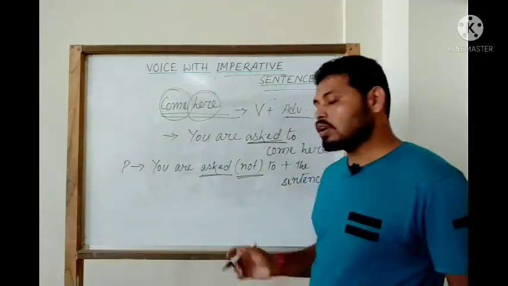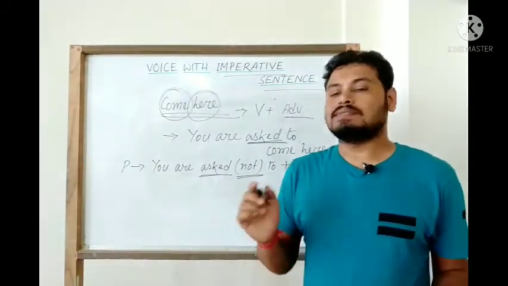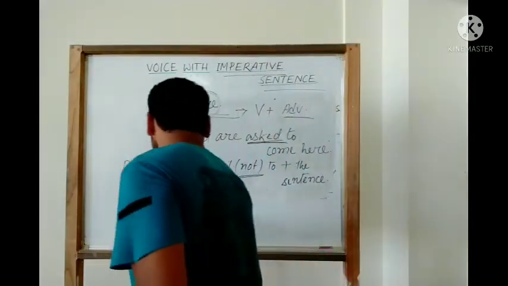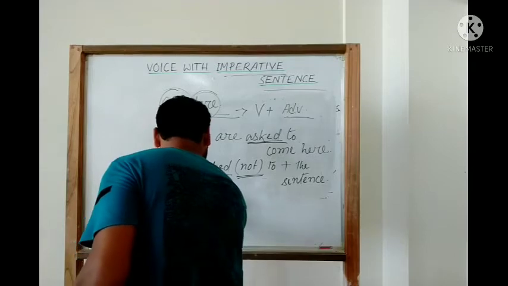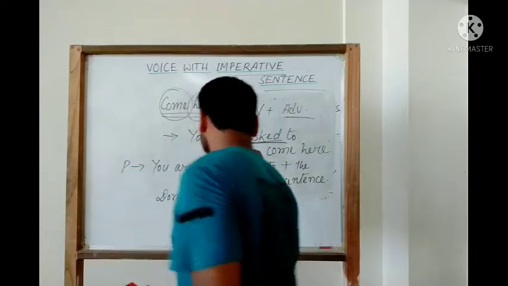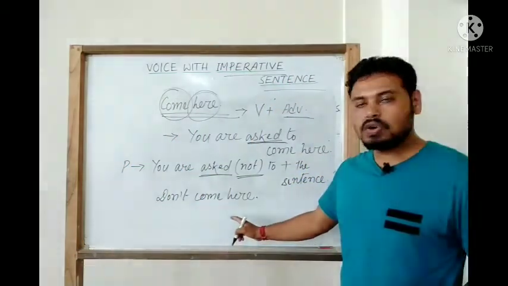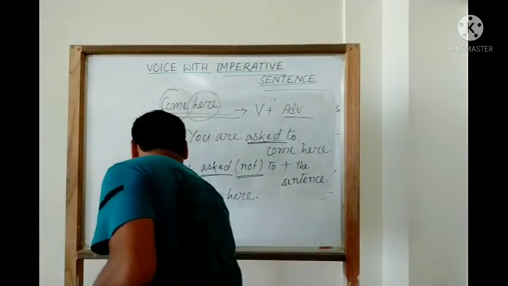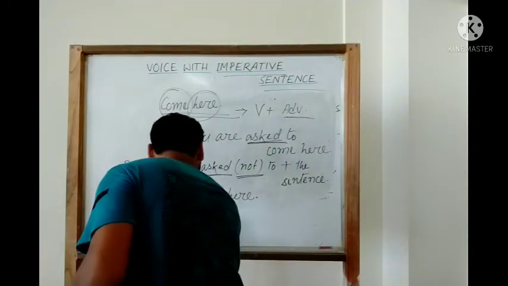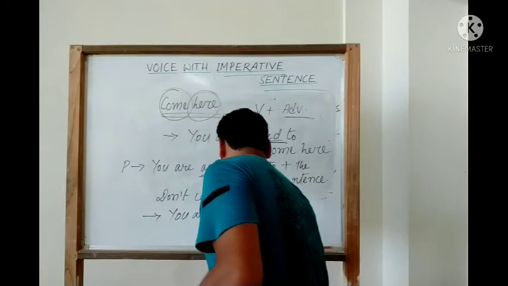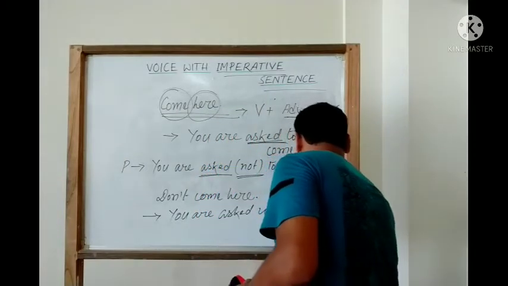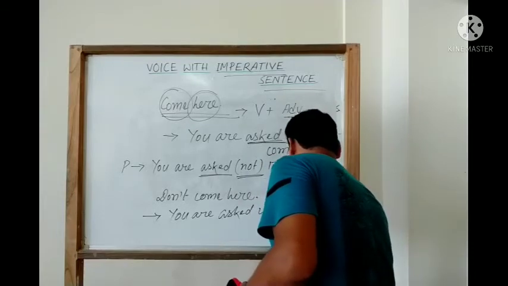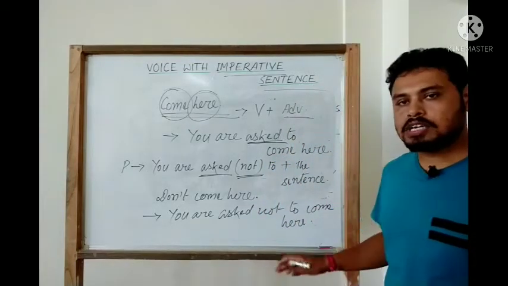Why have I used not if the sentence is in negative? For example, don't come here. If I write like this, don't come here, we have to change it like this. You are asked not to come here. You are asked not to come here.